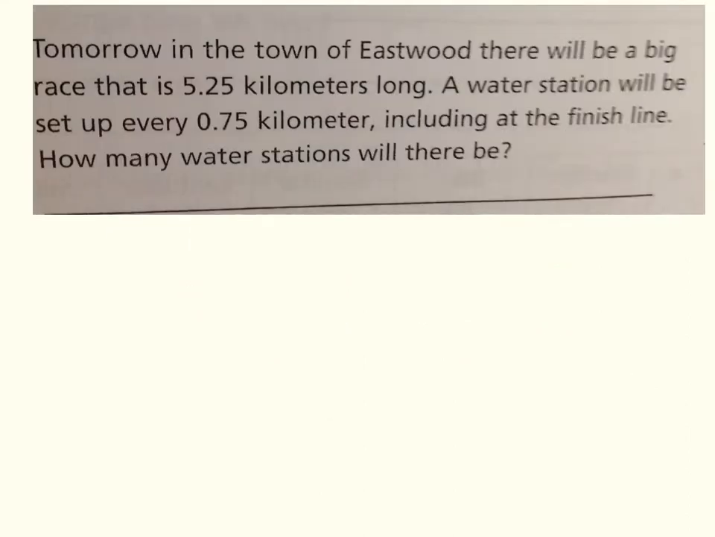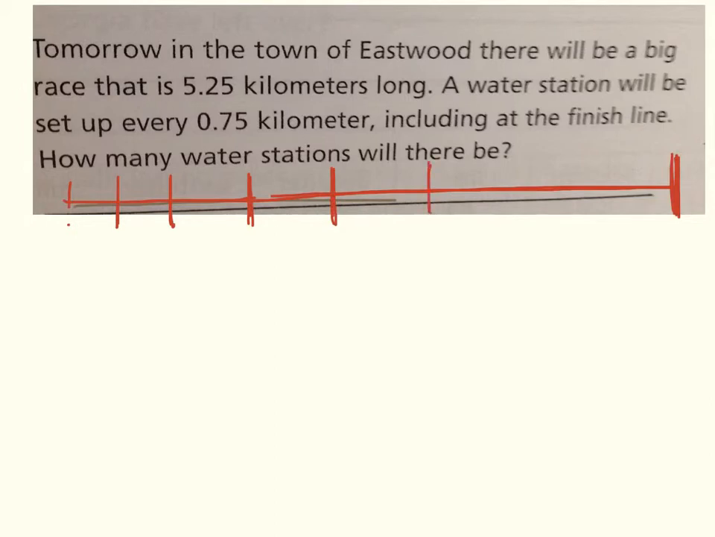Tomorrow in the town of Eastwood, there will be a big race that is 5.25 kilometers long. A water station will be set up every 0.75 kilometers, including at the finish line. How many water stations will there be? In other words, this 5.25 kilometers is divided into 0.75 sections.